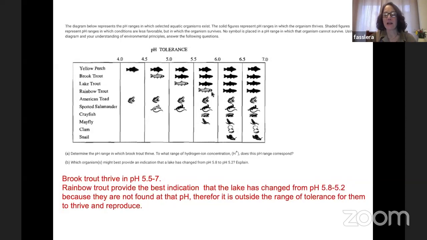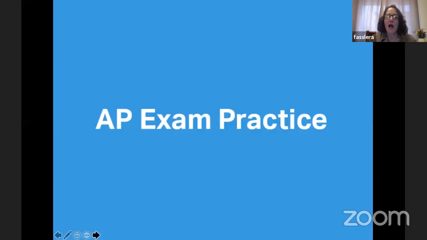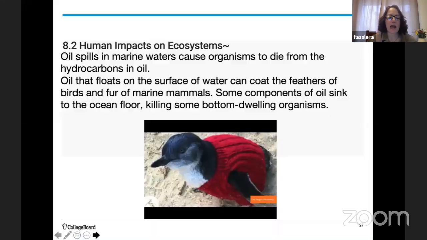So again, in bringing to closure some ideas about this range of tolerance, it's a very broadly applied concept to a lot of different abiotic conditions. And it allows me to describe a connection from the ecology unit between biotic and abiotic components of the ecosystem. So let's look at an AP exam practice question. Oh, wait a minute. There's one more little learning target from section 8.2 that I wanted to mention, and that's on oil spills.